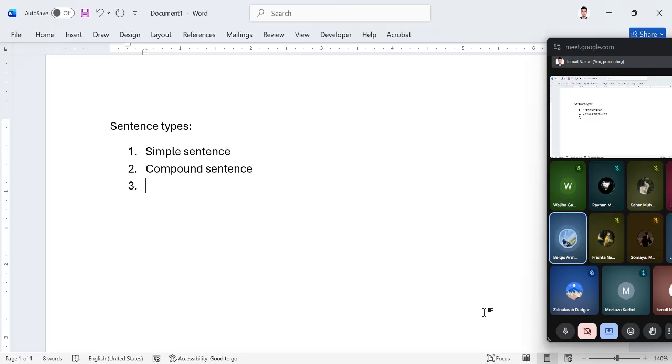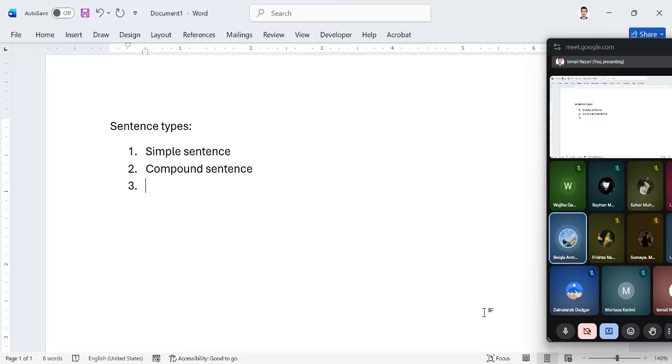The next type was the complex sentence. A complex sentence is made from one independent clause, then we have a subordinating conjunction, and then a dependent clause. We may have subordinating conjunctions like because, although, since, while, etc. And also we may have relative pronouns like who, which, that.